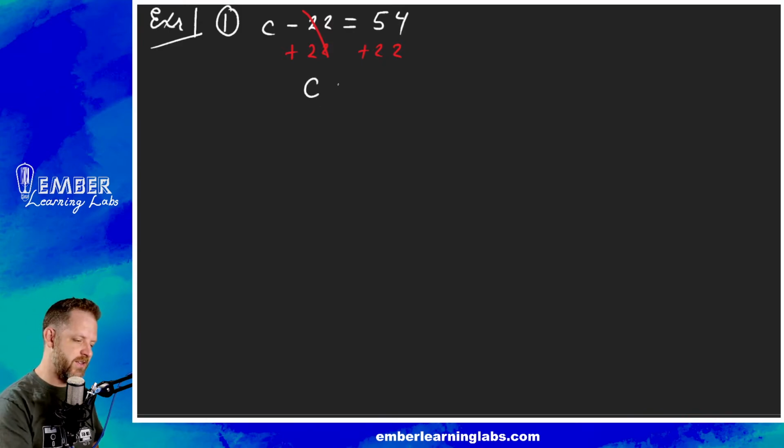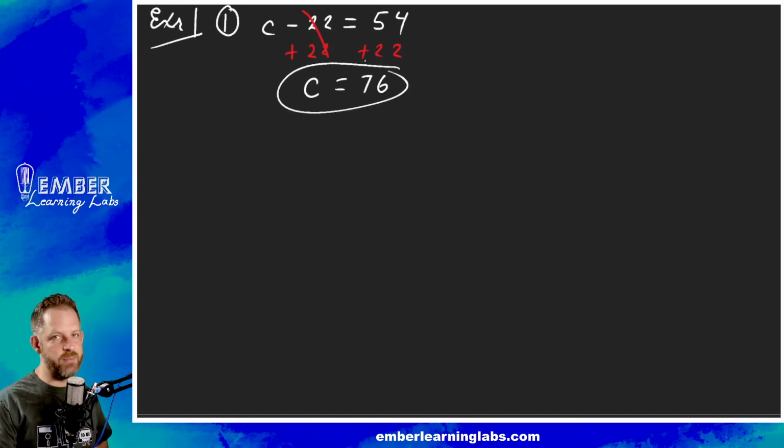That's good. Sounds like we're pretty much done, right? Equals, and then 54 plus 22 is 76. Easy peasy, right? Let's do a couple more.